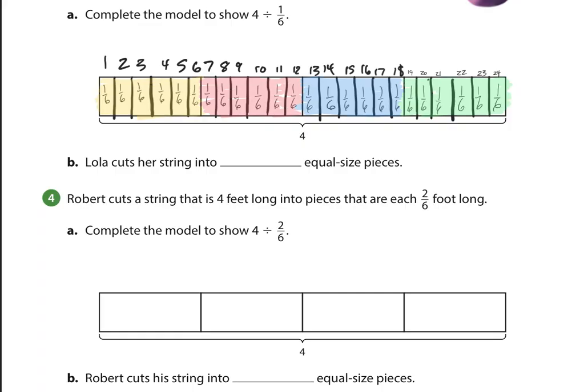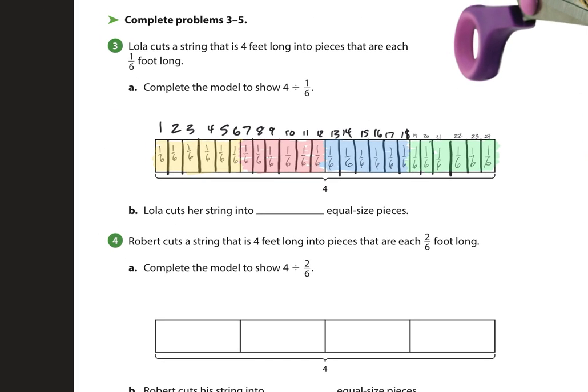All right, guys. Again, just to read again. Lola cuts a string that is 4 feet long into pieces that are each 1/6 of a foot long. In your book right now, before anything's divided up, you see this 4 foot long string, and you see where she has cut it into 4 other equal parts. I believe right here are the other cuts.